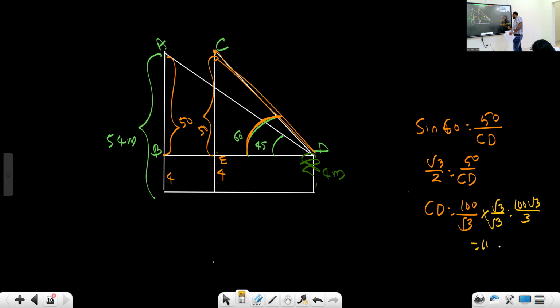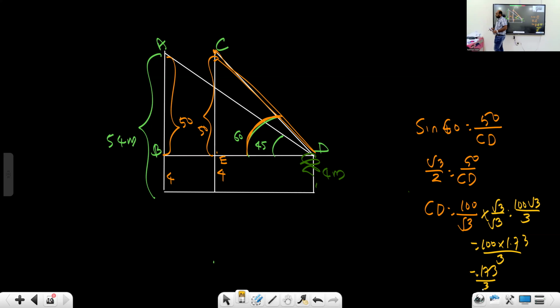100 into 1.73 by 3. 173 by 3, that much meters. How much is 173 by 3? 57.7 meters.